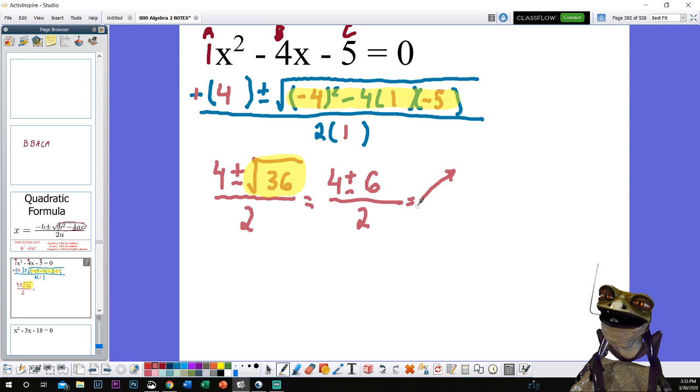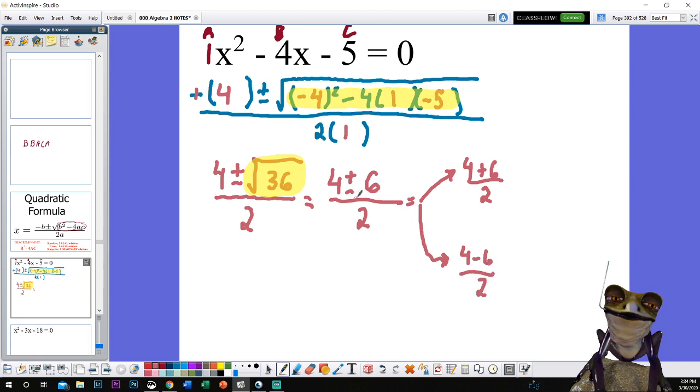Just like usual, this is going to have 2 answers. I'm going to have one with a plus and one with a minus. So let's do one with a plus 6 here, and let's write it out with the minus 6 here. So the plus or minus means I'm going to have 2 answers, one with a plus, one with a minus. Work them both out. So this on top gives me 10 over 2, which is 5. This one gives me -2 over 2, which is -1. So my 2 answers would be 5 and -1.